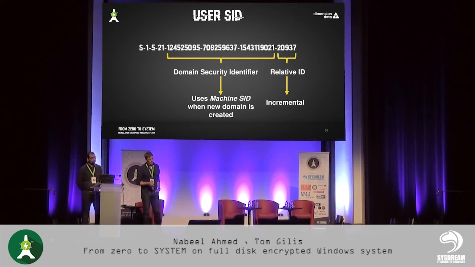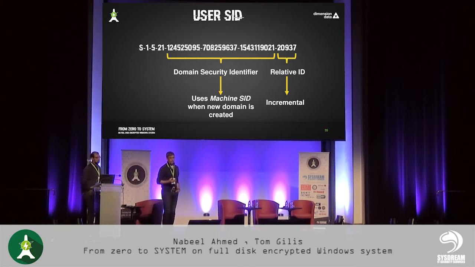The domain security identifier is actually the machine ID the first time you create a new domain. So if you take, let's say, a Windows 2012 system, any Windows system will have an ID. But if you promote that Windows 2012 system to a new domain, it will take the machine ID and use that as the domain security identifier. So every object in that domain will get that domain security identifier. Added to that, you'll find the RID, or the relative ID, which is essentially just a sequential numbering assigned to every object in your Active Directory environment.